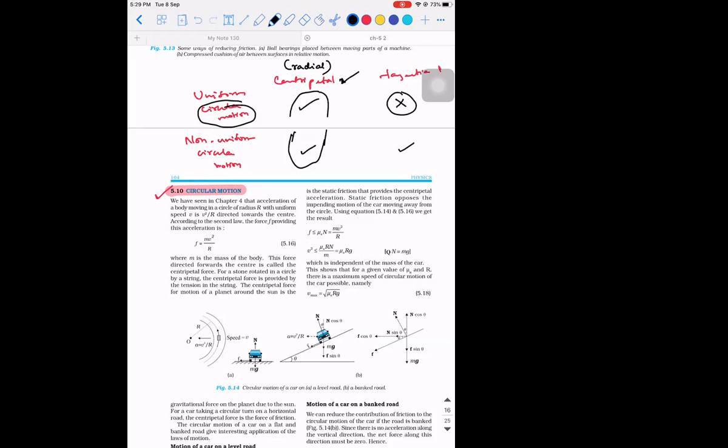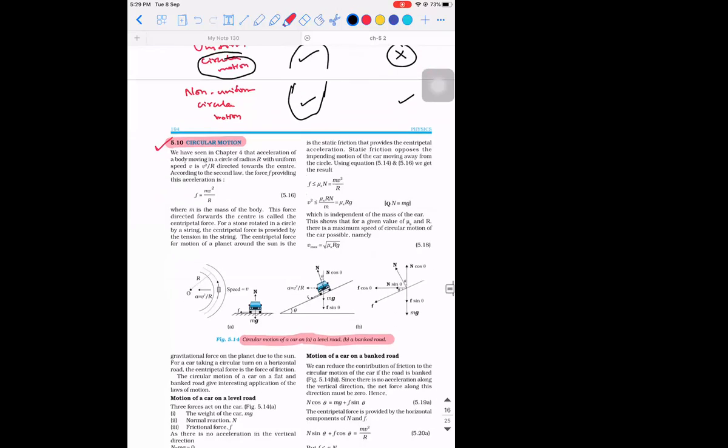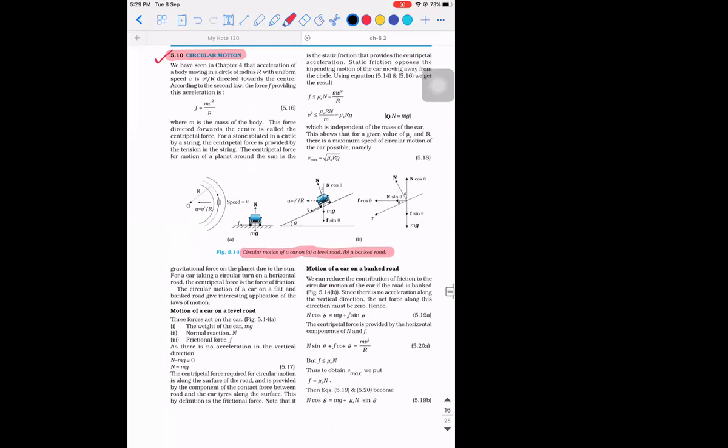So that is why, if you look at the topic here, I hope you guys are able to see this. Circular motion of a car, I am highlighting it. See, circular motion of a car on a level road and a road which is inclined, which is called a banked road. Tell me one thing, are you guys clear till this point? Yes, sir.